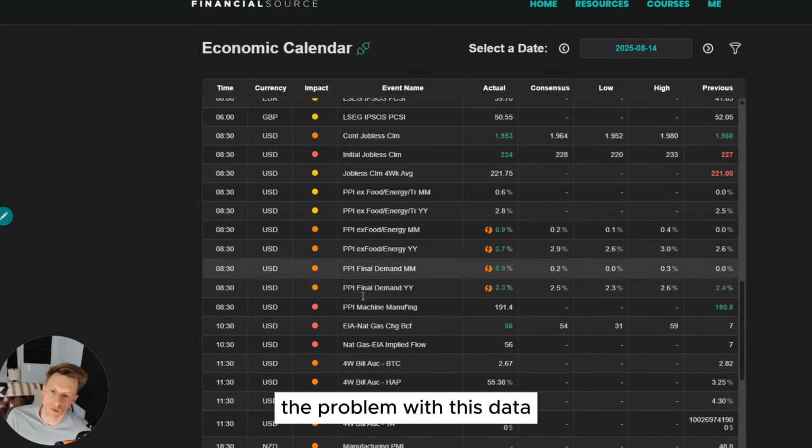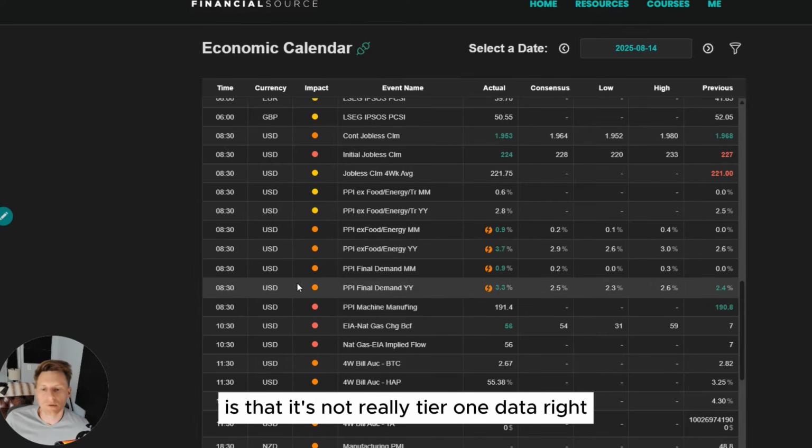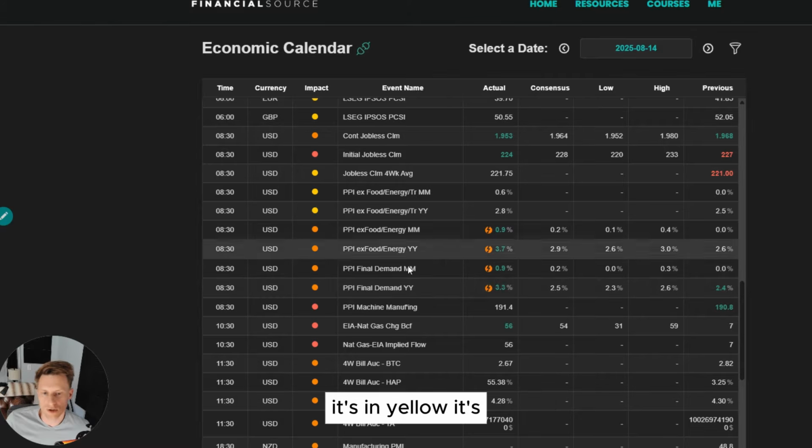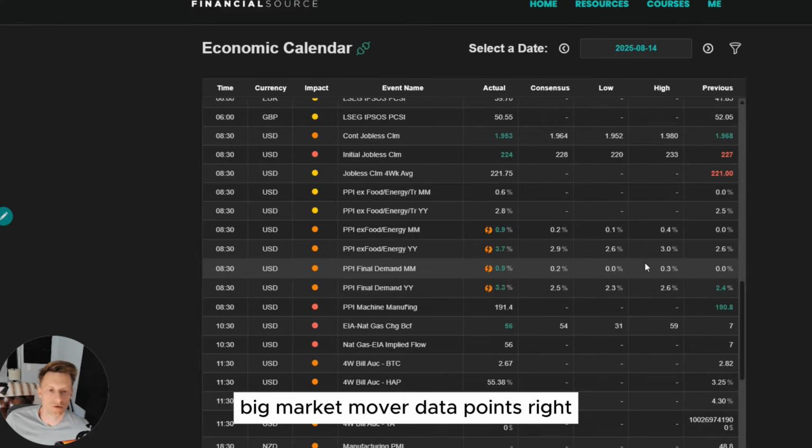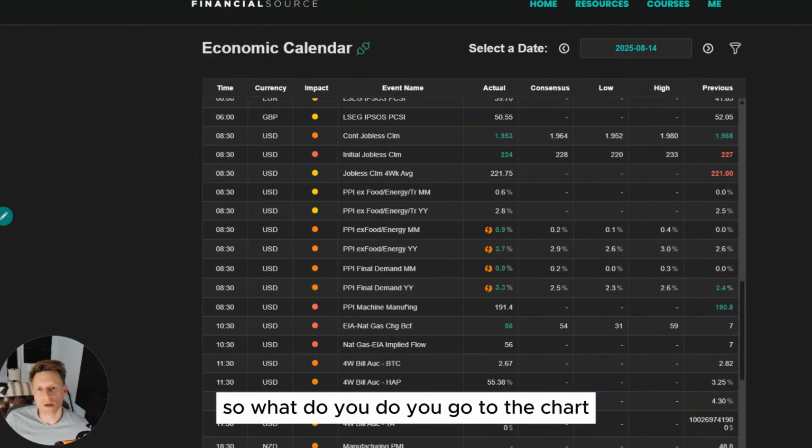The problem with this data is that it's not really tier one data, right? So it's not like you can see it's in yellow. It's inflation, a big inflation print. It's not NFP. It's not some of these real big market mover data points, right? So what do you do? You go to the chart.